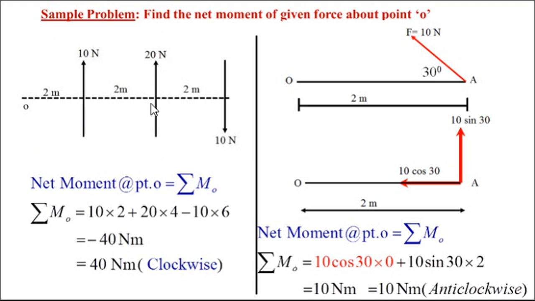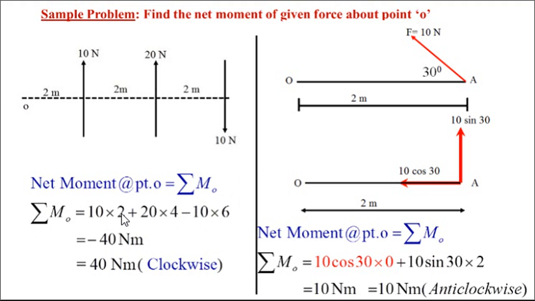Similarly, the line of action of 20 is this one, and the perpendicular distance from O is 2 plus 2, 4, so plus 20 into 4. Why plus? Because it is also rotating anti-clockwise about point O. Then I have taken minus 10 into 6. This is the 10 kilonewton force acting vertically downward, at a distance from O of 2 plus 2 plus 2, that is 6 meter. About O it will rotate clockwise, so it is a clockwise rotation. That's why I have written negative 10 into 6.